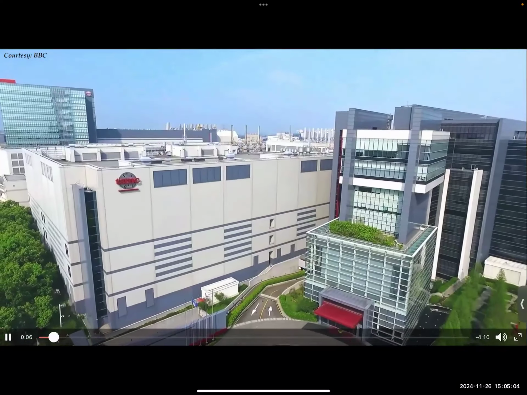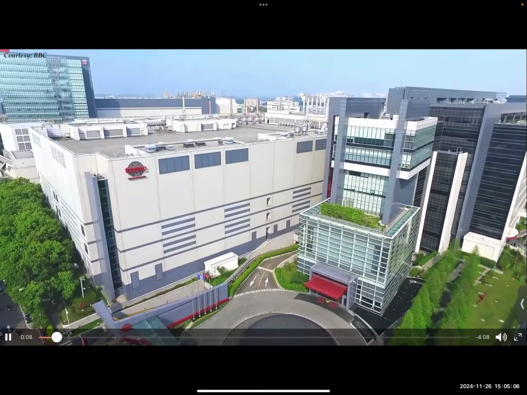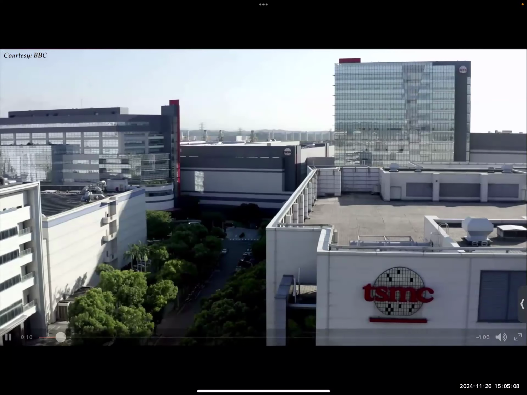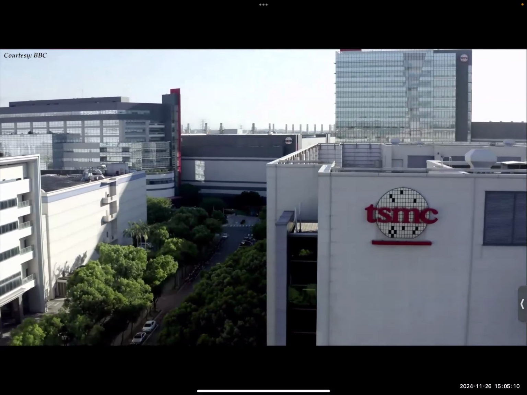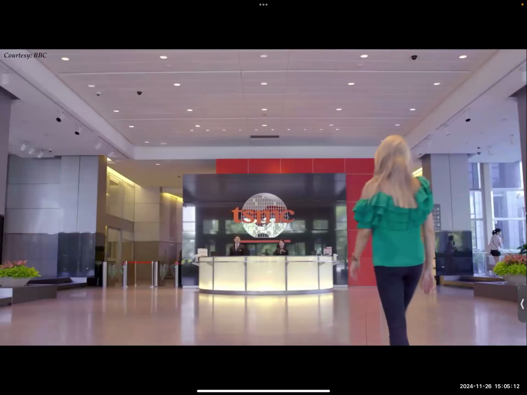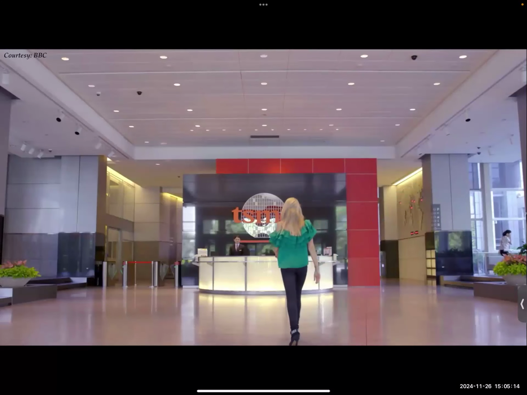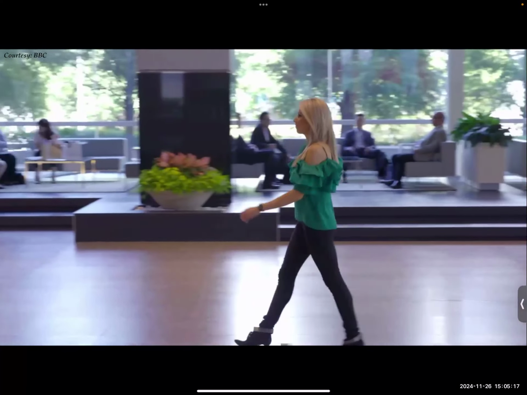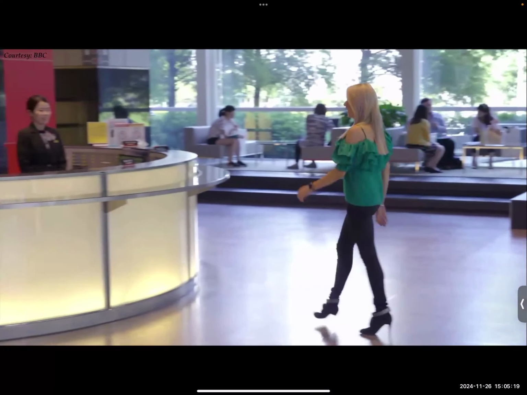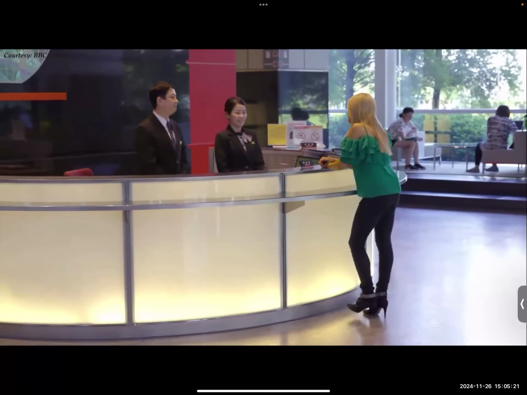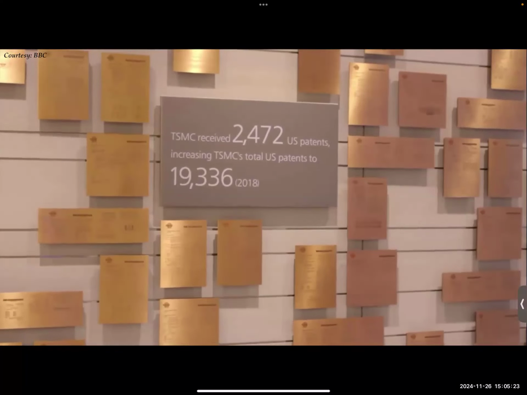So basically, this is TSMC in Taiwan. Okay, so this is a BBC documentary, courtesy BBC. Names like ASUS, HTC, Acer. A reporter from BBC went in, and she's going to go inside the semiconductor industry, led by a foundry company that makes chips you've probably never heard of. So she's saying that you probably have never heard of this company.